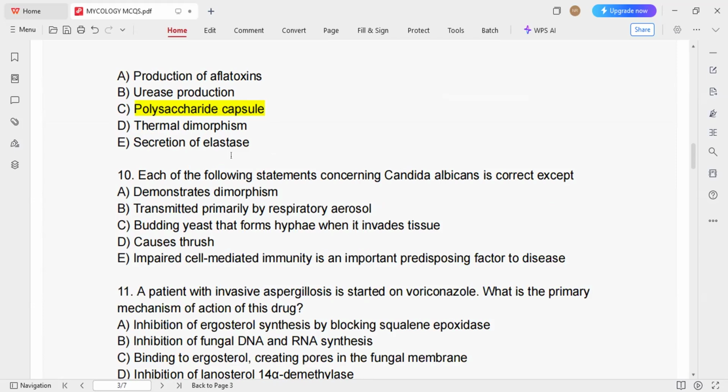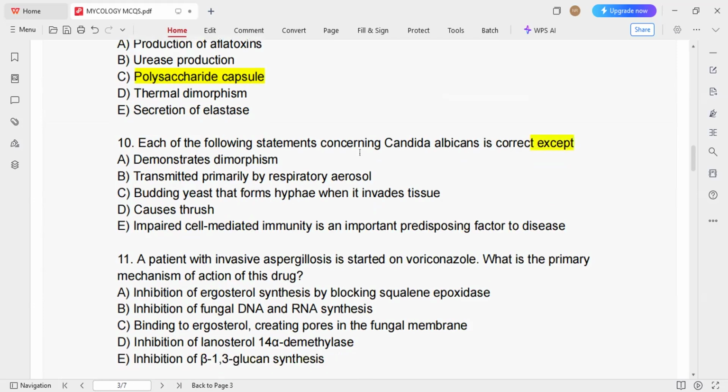Let's go to number 10. Each of the following statements concerning Candida albicans is correct except, okay, demonstrates dimorphism. I mean, we have said this. It demonstrates dimorphism, so it has the yeast form, which is the unicellular form, and the filamentous mold, or the hyphal form, which is multicellular.